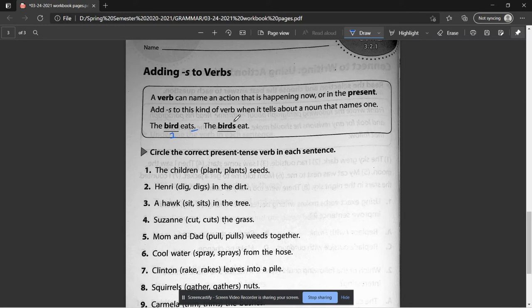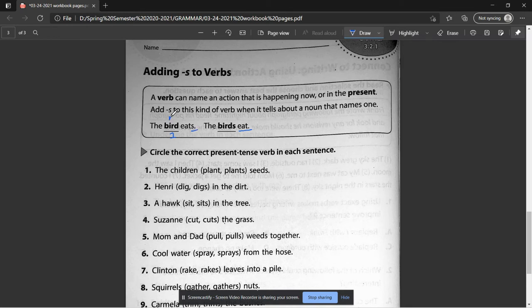And it says the birds eat. So when I have multiple birds, more than one, look at the verb. It does not have the letter S. And that's the trick. If you have a noun like the word bird that is singular, then the verb is going to be plural.